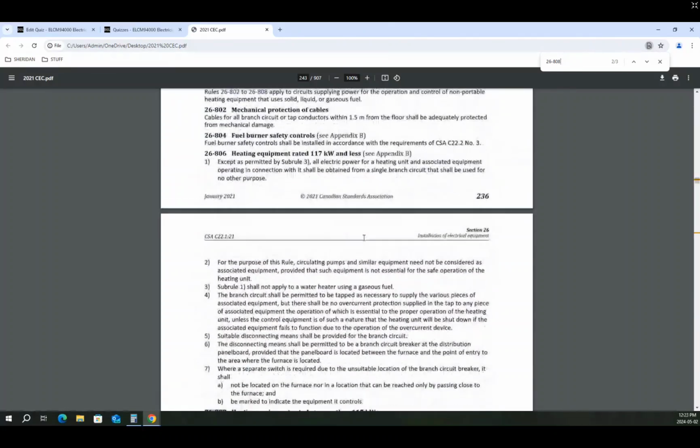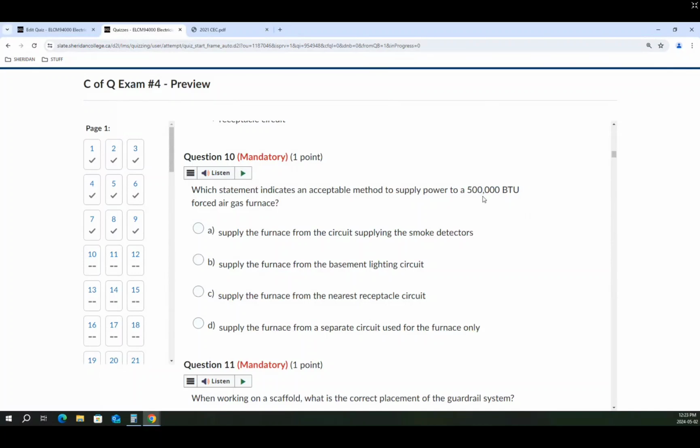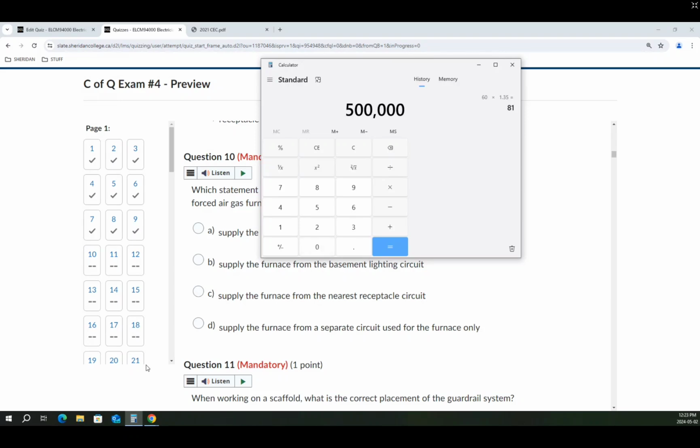So we are in installation of electrical equipment. This is heating equipment rated at more than 117 kilowatts. And we are at 500,000 BTU. So I've got to figure out how many kilowatts that is. So 500,000 divided by 3415. So 146 kilowatts.